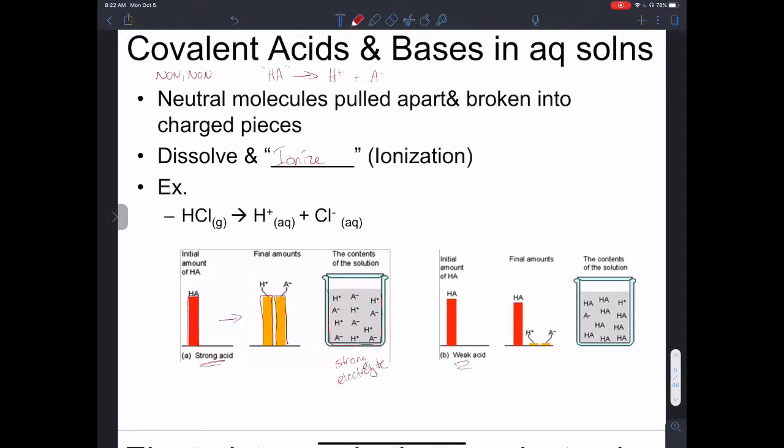Strong meaning it will become a strong conductor of electricity. So we call these the strong acids. And we're going to be learning a lot about strong acids. Now, on the other hand, if an acid is weak, by the way, hydrochloric acid is a strong acid.